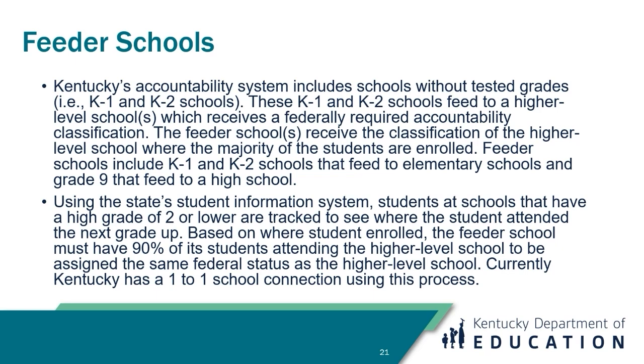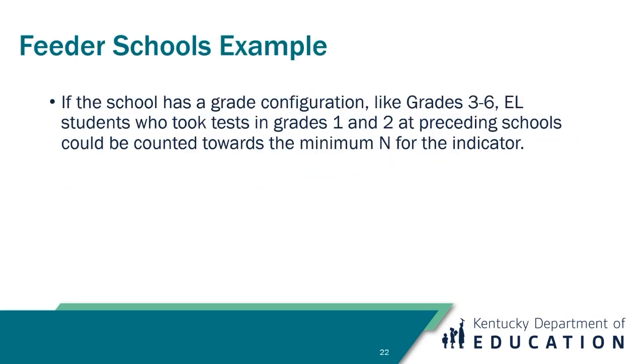For a feeder school to be assigned the same federal status as a higher level school, a staggering 90% of the students should be attending that particular higher level institution. To put it in simpler terms, the connection between a feeder school and the corresponding higher level school is so strong that almost all the students from the feeder school continue their education at that higher institution. As of right now in Kentucky, we show a one-to-one school connection using this tracking process.